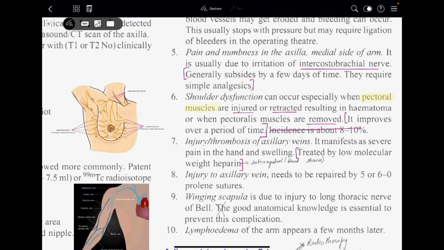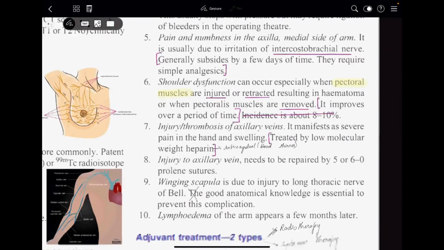Shoulder dysfunction. Like I said before, shoulder or the arms will not be functional if pectoral muscles are injured. That is why radical mastectomy is not preferred, because the arm will be reduced to no function at all. But even after you do modified radical, if you injure the pectoral muscles or retract it or remove it, it will lead to shoulder dysfunction. How will you treat it? It just improves over a period of time.